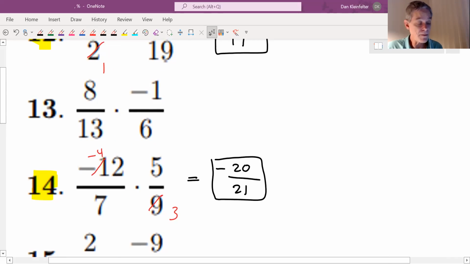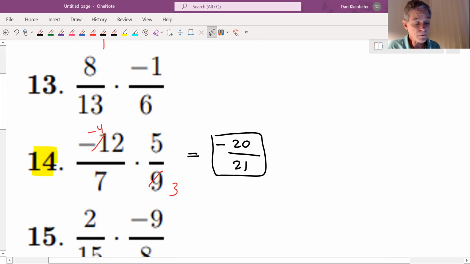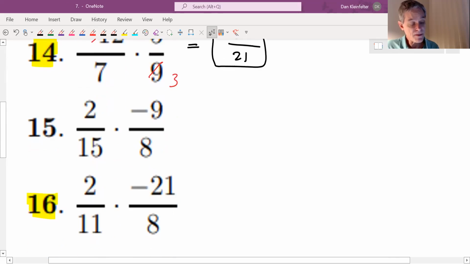Okay. Number 13, I'm going to skip over that one in the interest of time. But taking a look at it, you should recognize that the 8 and 6 have a common factor of 2. Okay, let's try number 15 next. This one, there's 2 simplifications that can be done. The 2 and the 8 will have a factor of 2. And then negative 9 and 15 will have a factor of 3. So we'll go ahead and do that one.